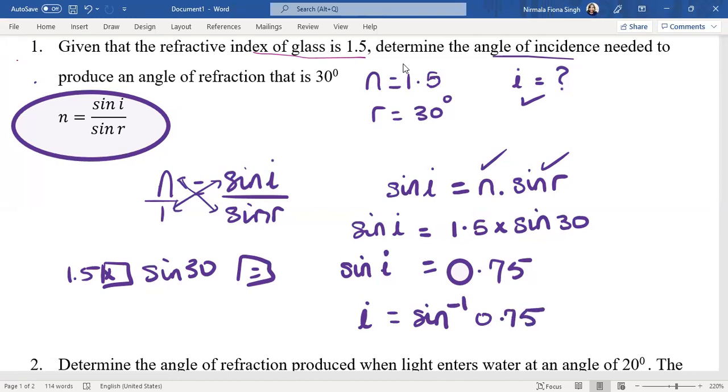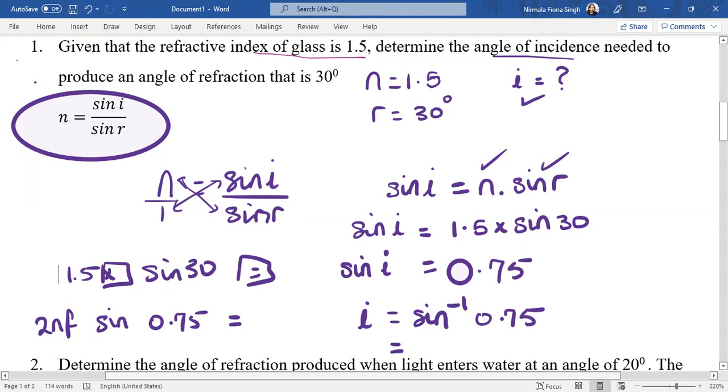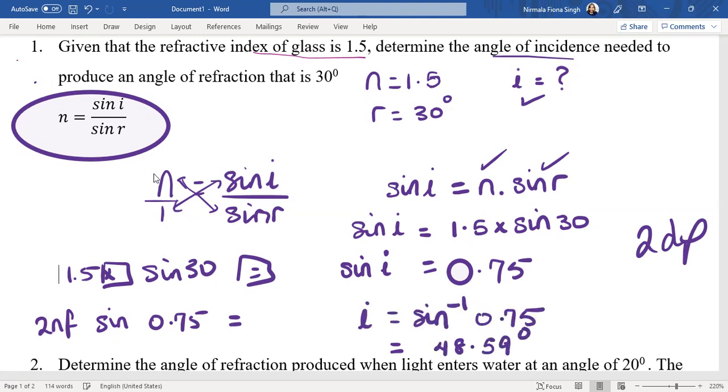Now, how do we do this on a calculator? Remember, you're going to press your second function button, your sine button, then 0.75, and you hit your equal sign. Tell me what you get. I get 48.59. So 48.59 degrees.